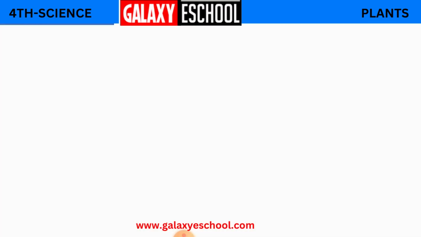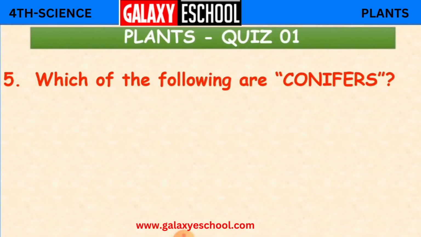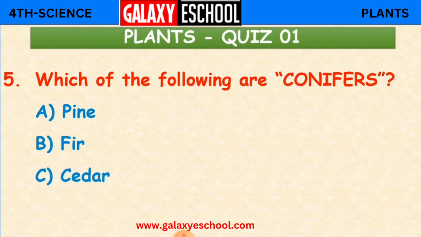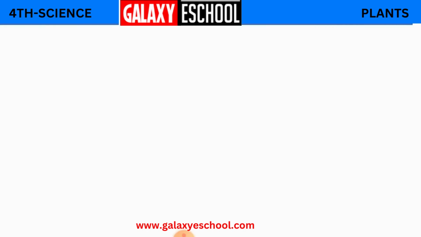Clear, children? And the fifth question is, which of the following are conifers? A is pine, B fir, C cedar, D all the above. I gave you the answer here. They are all the above: pine, fir, cedar all come under conifers. Okay, children? The next question.